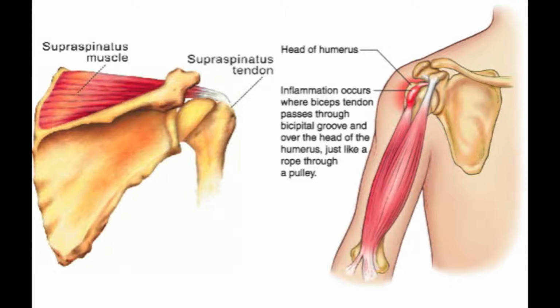The image on the left is showing you the supraspinatus muscle and where its tendon inserts. Notice how it goes between the two bones and can get pinched there. And then the picture on the right is just showing you another tissue, which is the biceps tendon, that can get pinched in that same area as well when you do a lot of overhead activities.